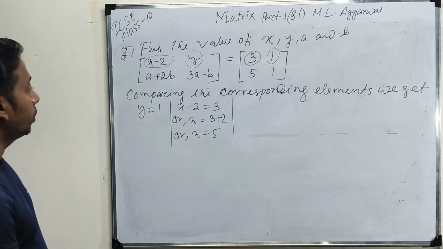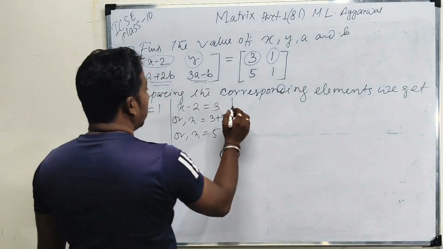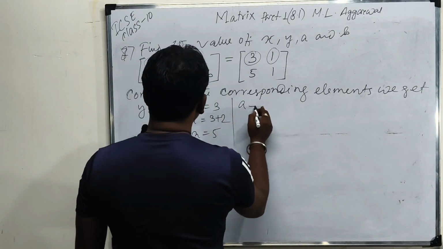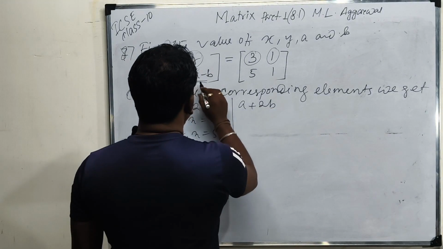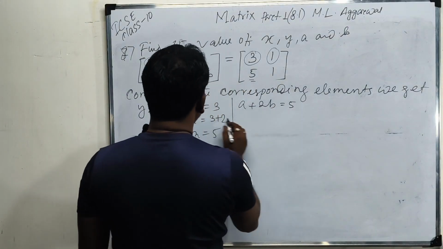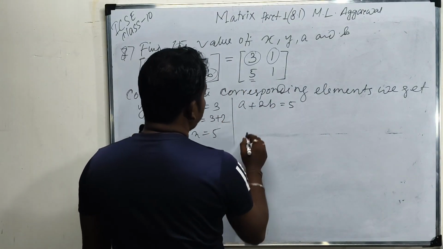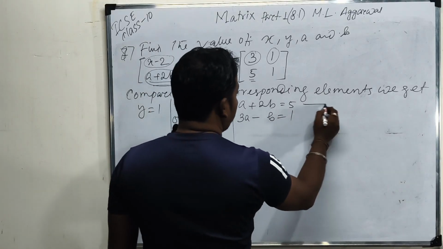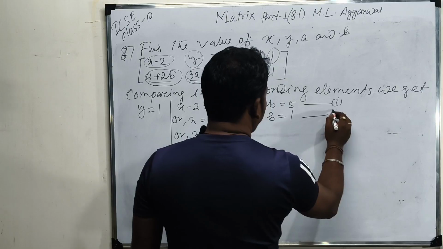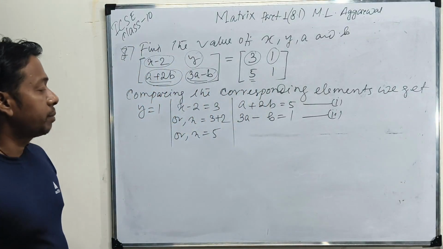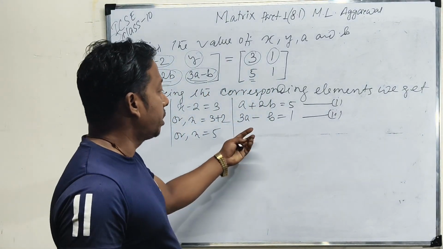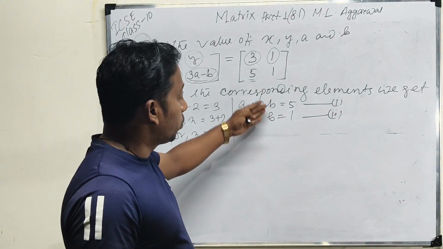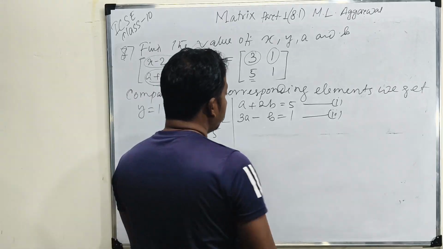Now here the position of 2 1, a plus 2b is equal to 5, and the 2 2 position, that is 3a minus b is equal to 1, that is equation 1 and equation 2. Again we have to eliminate b. If I multiply equation 2 by 2, then the coefficient value of b is equal, then we can easily subtract or eliminate it.